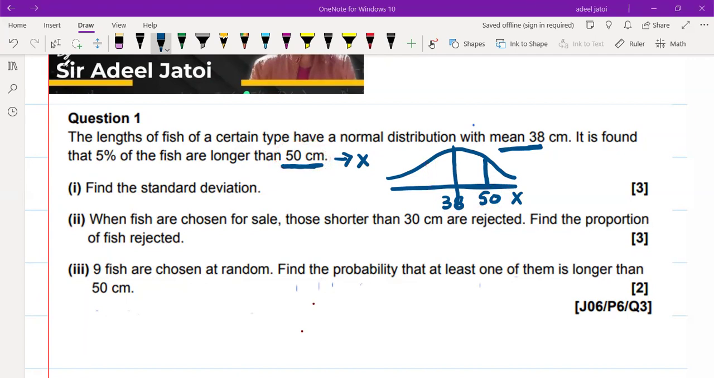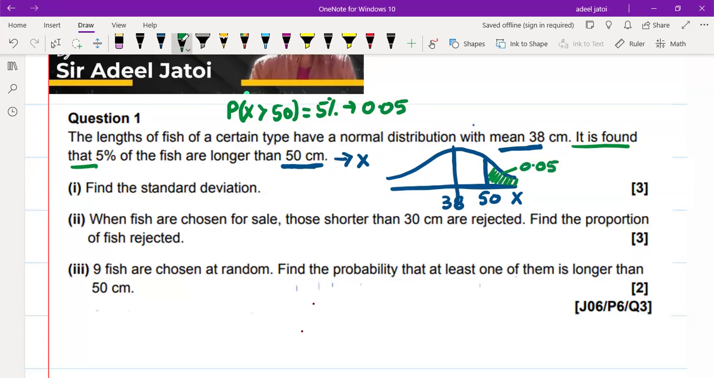But here in the question, what does it say? It says that 5% of the fish are longer than 50. So in this question, X is greater than 50, and the probability of this is 5%, which is what? 0.05. 5% means 5 divided by 100, so 5 divided by 100 means 0.05. So the probability of X greater than 50 is 0.05.